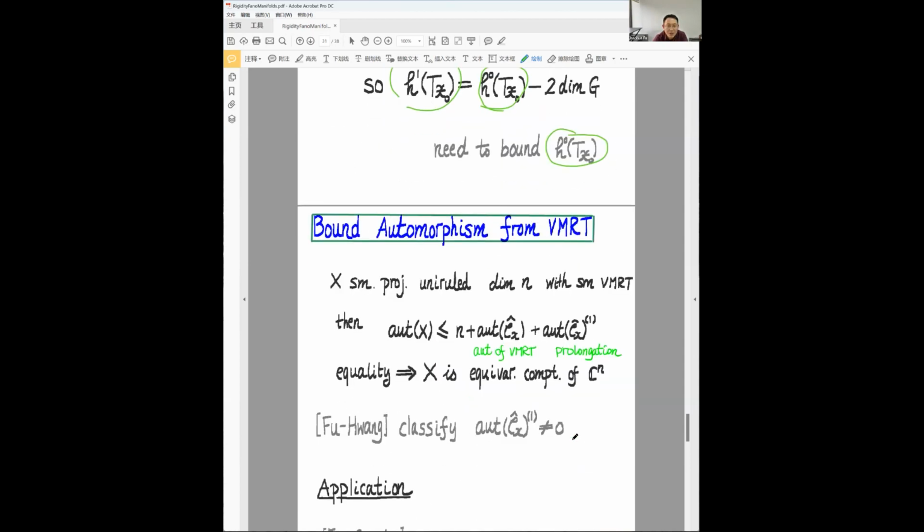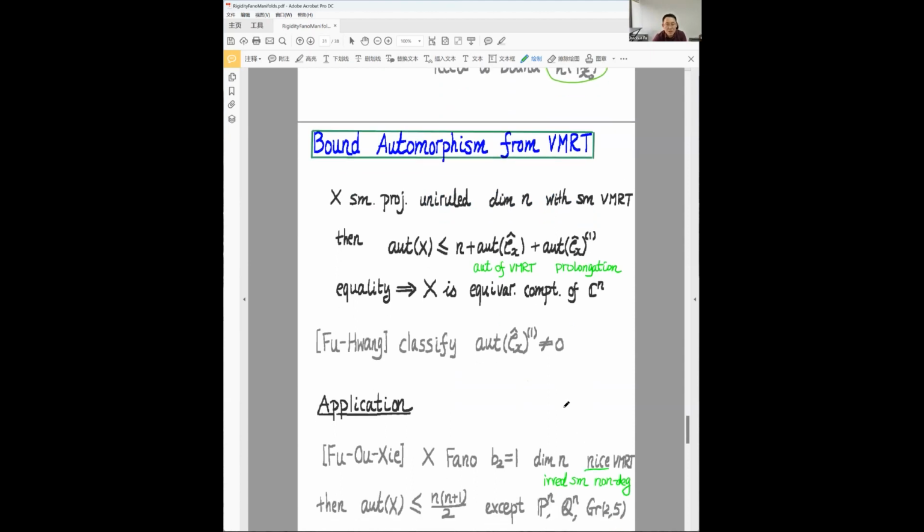So we need to bound this automorphism group, and this can be done by using the VMRT. In fact, we have an inequality, an upper bound for this automorphism group, given by the dimension of X plus the dimension of the automorphism group of this VMRT, and also prolongations of the VMRT. All these are dimensions. And equality holds if and only if X is the equivariant compactification of Cn.